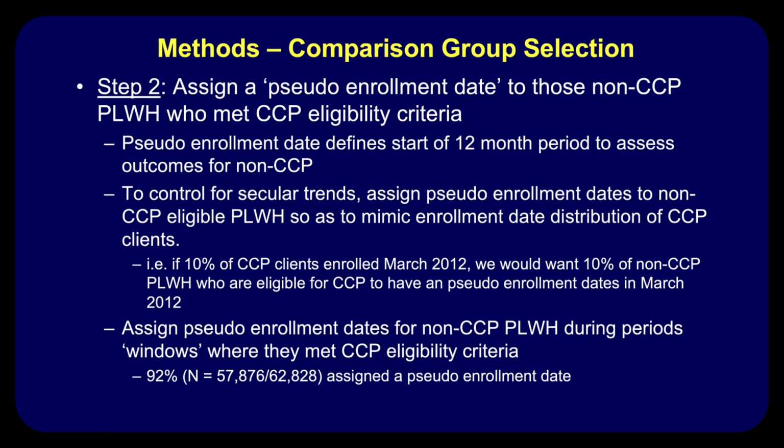And in this way, comparisons between the two groups won't be confounded by secular trends in the outcome. And so we would then assign these pseudo enrollment dates for the comparison group during windows where we were sure that they were meeting the eligibility criteria. And of the 63,000 that met eligibility criteria, we were able to assign a pseudo enrollment date to about 57,000 or 58,000 of them.